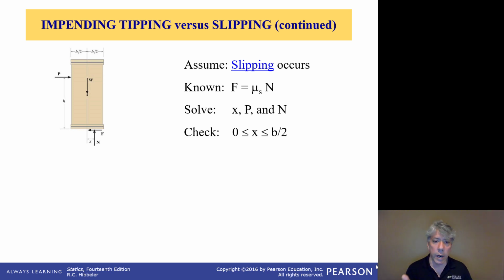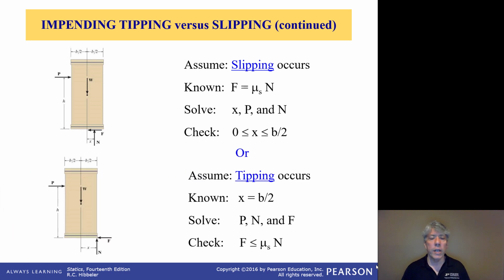For example, where is the normal force applied to the bottom of the box? What's the externally applied load P and the normal force? And then after we solve all this, we can determine, well, is the position of the normal force still under the box, right? Or did it move out from underneath the box? Because if it moved out from underneath the box, our assumption for slipping was wrong and tipping will occur.